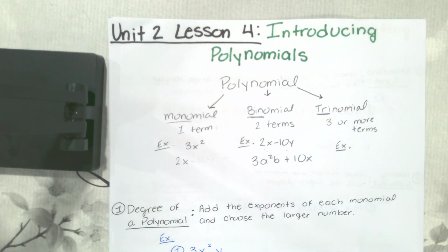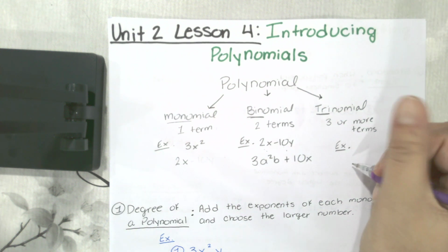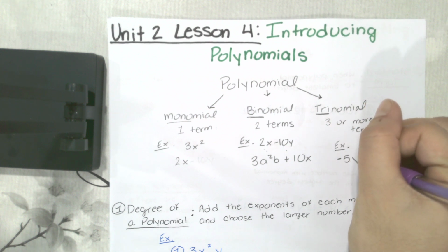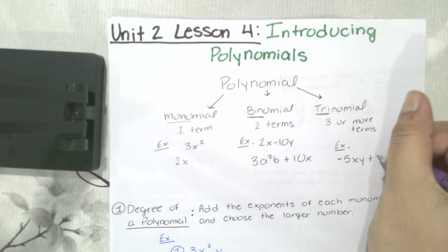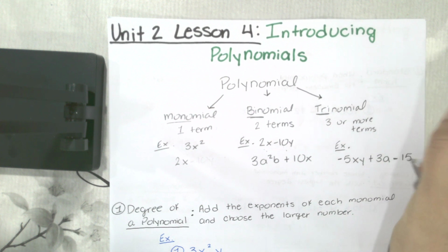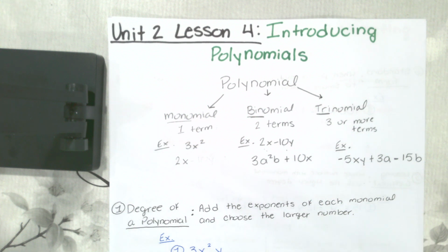So I can have one plus sign, one minus sign. I can have two plus signs and a minus, or two minuses and a plus. So it really doesn't matter here as long as there are plus and minus signs. Again, only giving one example here. If I give you negative 5xy plus 3a minus 15b, this is a trinomial. Negative 5xy is one term, 3a is another, negative 15b is your last term.